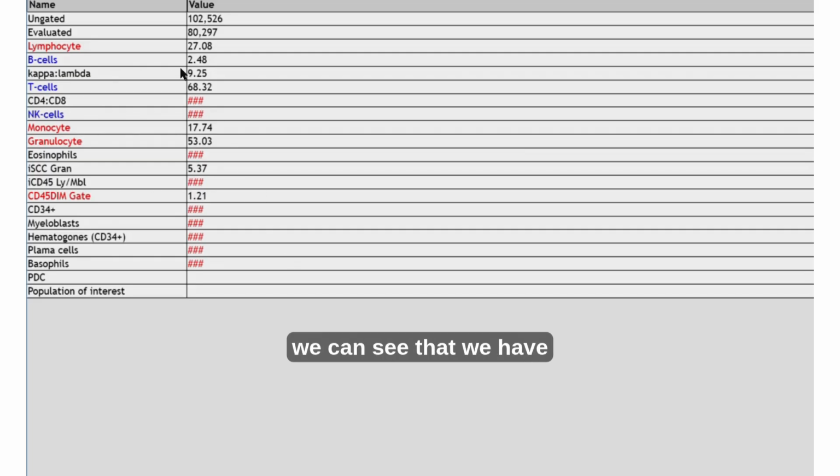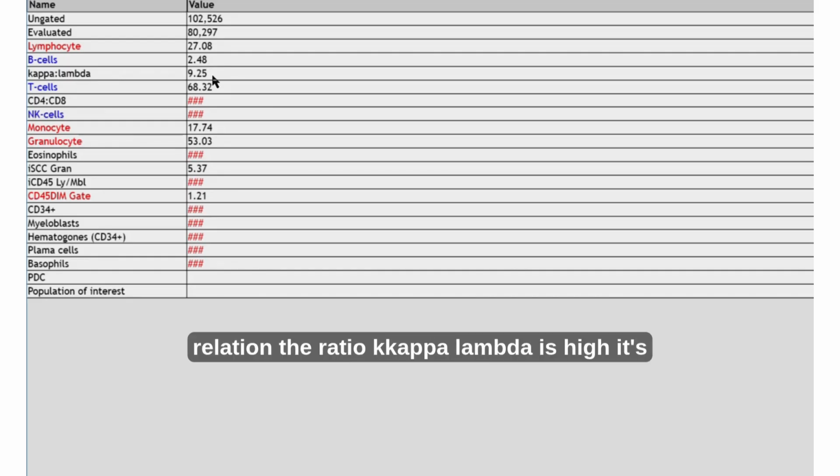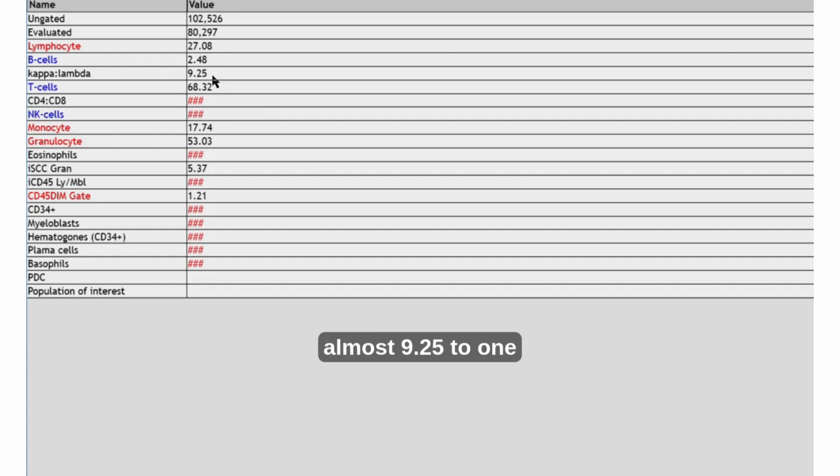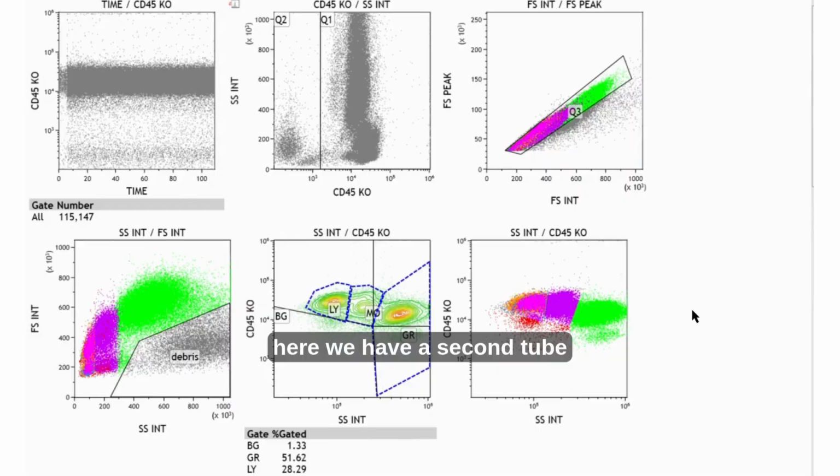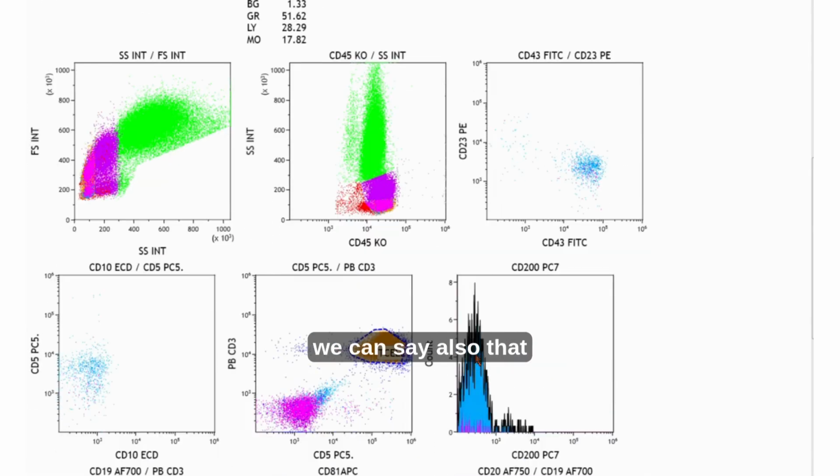We can see that we have 27% of lymphocytes. Just 5% of them are B cells, but the kappa lambda ratio is high, almost 925 to 1, meaning that this has a residual involvement of the bone marrow by the previously mentioned DLBCL. Here we have a second tube, the same strategy.